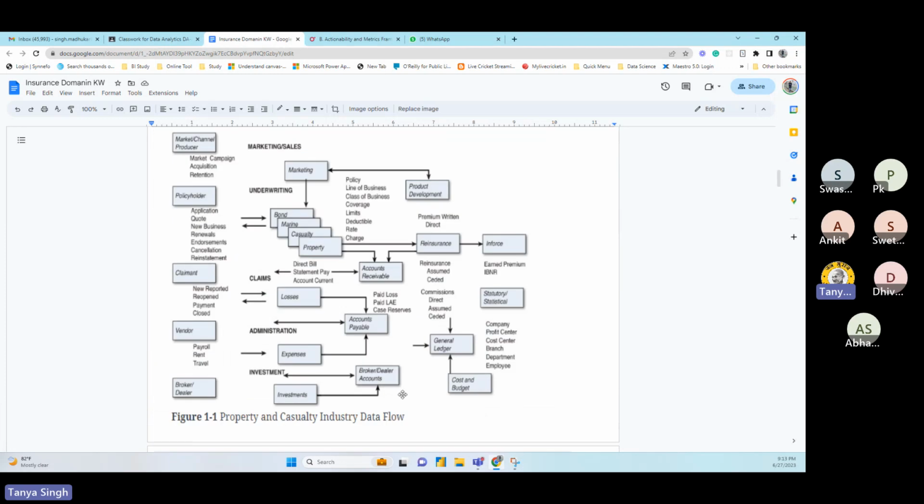And this is the property and casualty insurance data flow. As you see, the core is two main things: one is the policy and one is the claim, right? Policy, as you go and buy your insurance, you get a policy, right? Everything starts like this, the application and policy workflow, and that's known as the underwriting system also, because the underwriter is the agent or person who creates a policy for you, right?